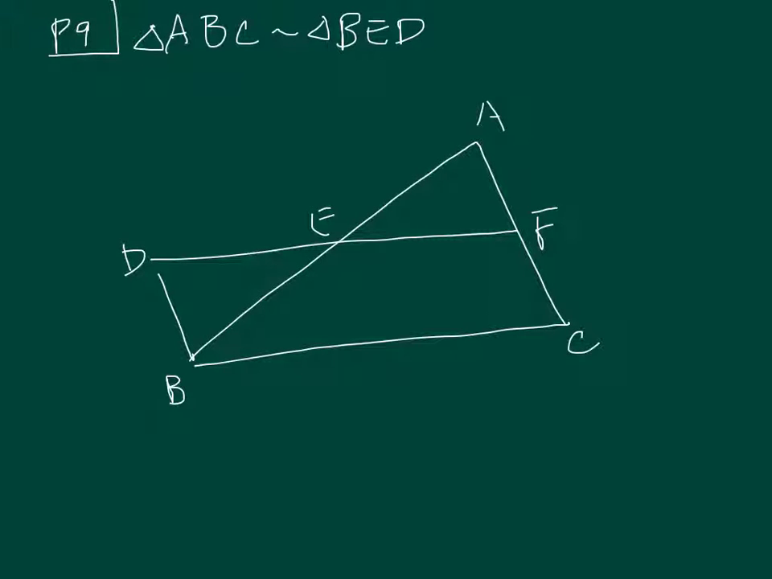Problem number 9 is the standardized test prep. In the figure at the right, triangle ABC is similar to BED. Which length correctly completes the following proportion? So AB divided by BE. Okay? In other words, AB divided by BE should be equal to AC divided by what?